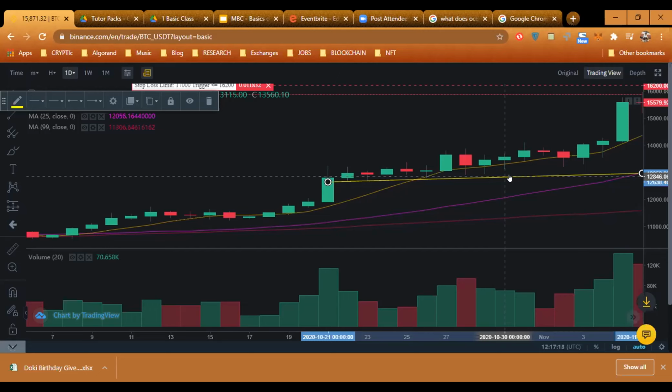And then another thing, to prevent that from happening to you, use stop loss. That's just it. Just use stop loss.